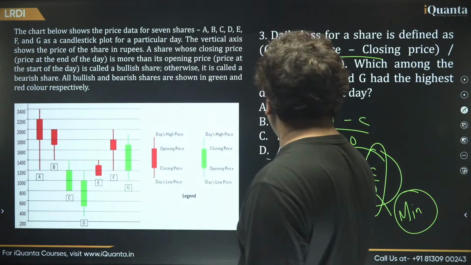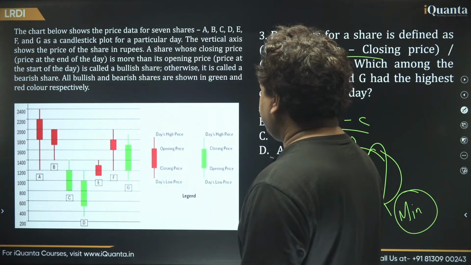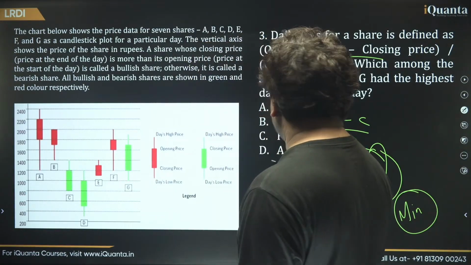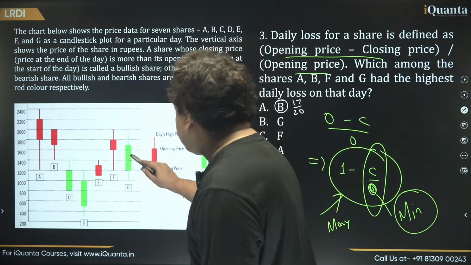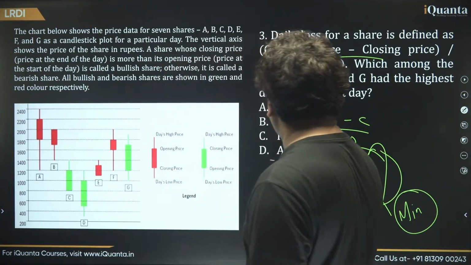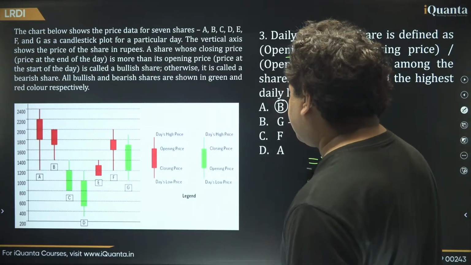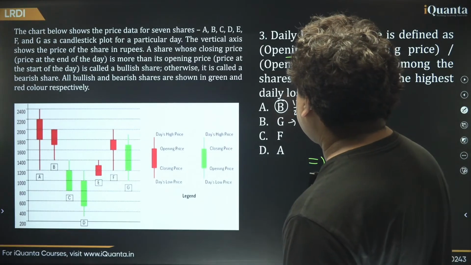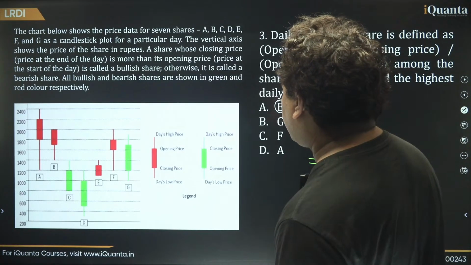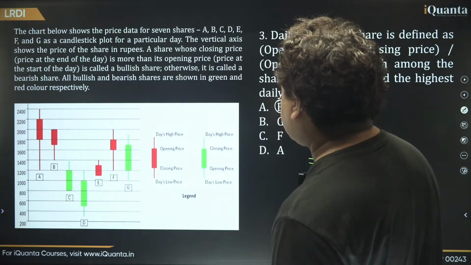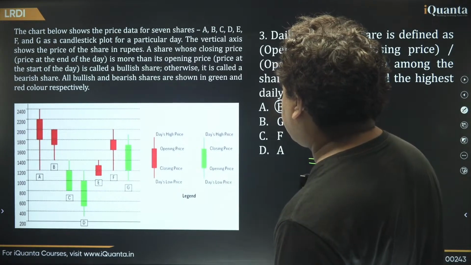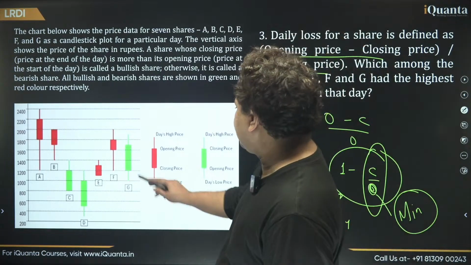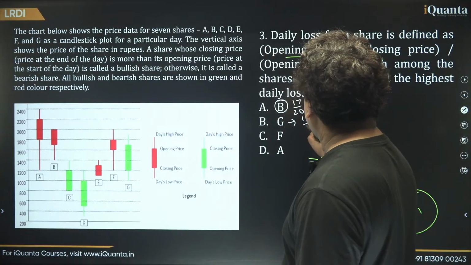17 by 20. Do you understand? For G, it is what? We want to find closing upon opening. For G, 17 upon 12. उल्टा कर दिया क्या मैंने? ठीक ही है, 17 upon 12, हाँ ठीक तो है, that's fine.